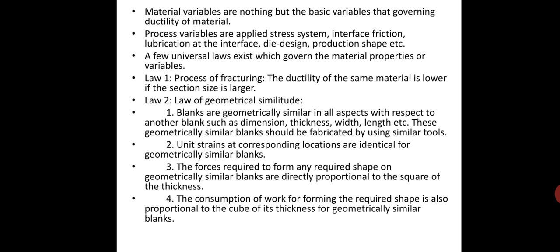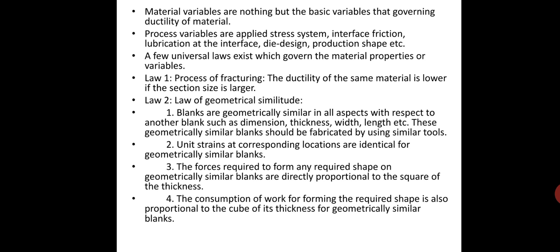First, material variables are nothing but the basic variables that govern the ductility of the material. The material variables are only the ductility of the material. The process variables are applied stress systems, interface friction, lubrication at the interface, die design, production shape, etc. These are all the process variables.